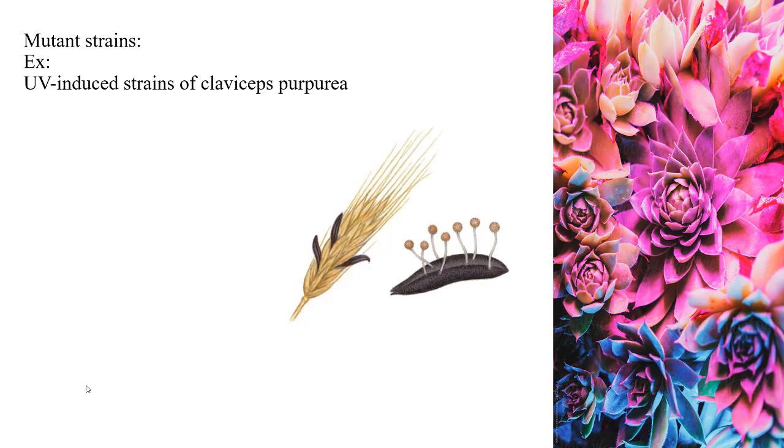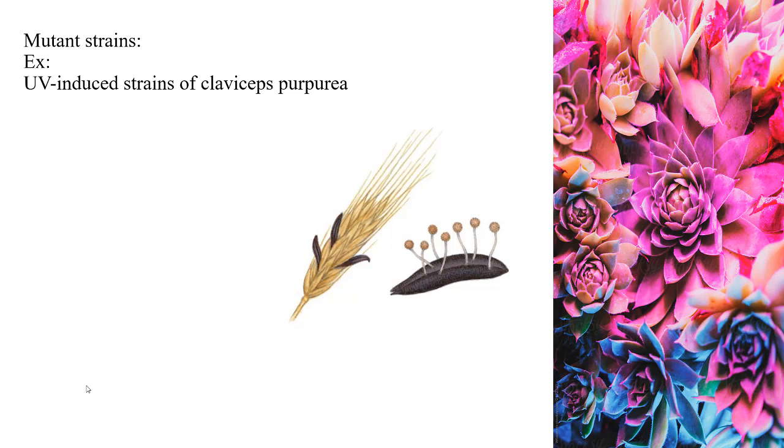Next one is mutant strain. For example, if I am taking any plant, because of the growth of fungus or any other microorganism, that will affect the plant's metabolites. Though the plant belongs to the same species, due to the growth of any fungus or any microorganisms, it will change the metabolites.